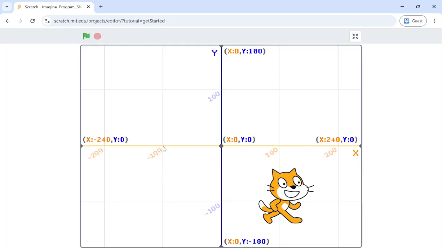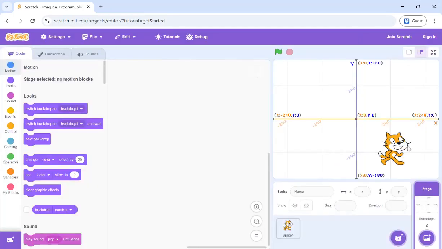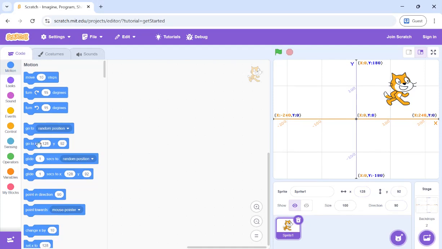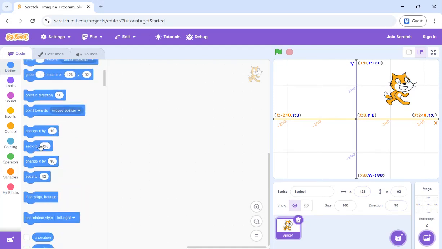Now you can see that there are these grid lines which will also help us in estimating the value of X and Y at these points. The position of a sprite is always told in terms of X and Y both. So as I move the sprite, you can see that the value of X and Y are changing. And how is it going to help us? Here in the motion blocks, you'll find many blocks which use X and Y for the movement of the sprite.